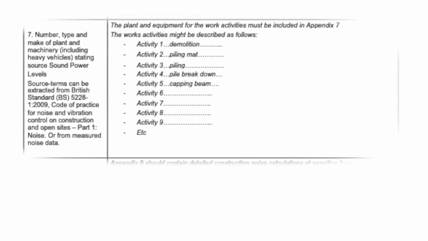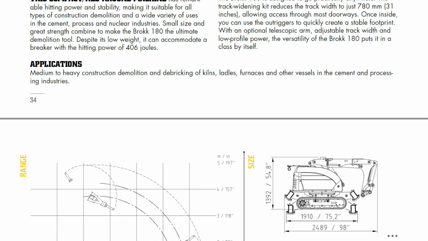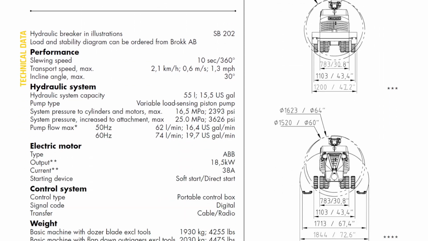The number, type and make of plant to be used, including heavy vehicles, stating the equipment's sound power levels or the sound pressure level at a given distance. For example, 75 dBA sound pressure level at 10 meters. The equipment noise data can typically be found in the technical specification of the equipment item.